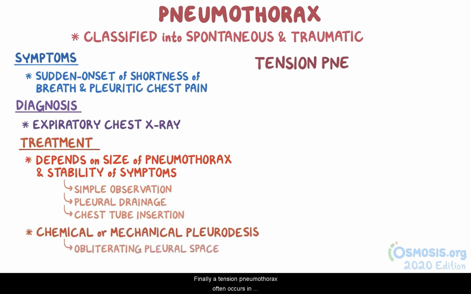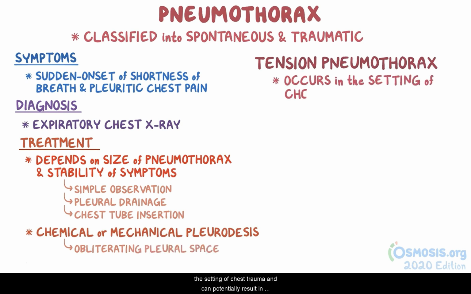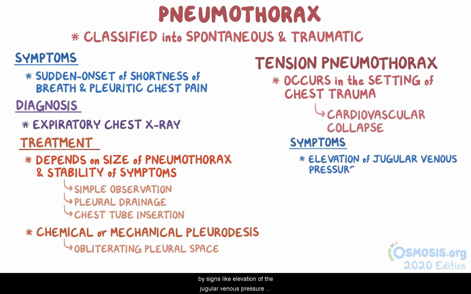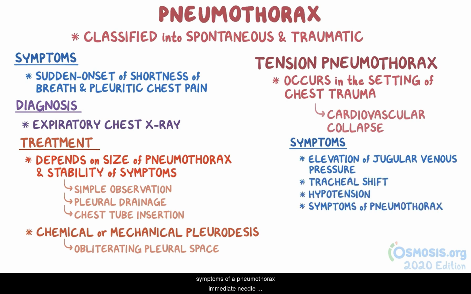Finally, a tension pneumothorax often occurs in the setting of chest trauma and can potentially result in cardiovascular collapse. Therefore, once a tension pneumothorax is recognized by signs like elevation of the jugular venous pressure, tracheal shift, and hypotension along with the symptoms of a pneumothorax, immediate needle decompression is prioritized over obtaining a chest x-ray.